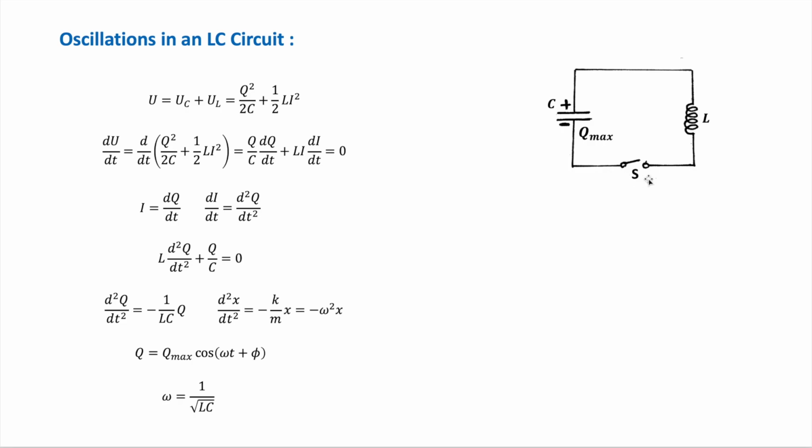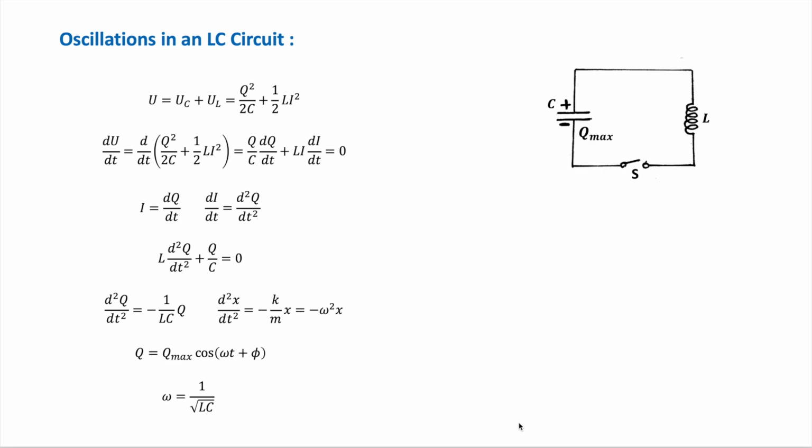So initially the total energy U in the circuit is stored in the electric field of the capacitor and is equal to Q max squared over 2C. And the current in the circuit is 0 and no energy is stored in the inductor. But as the capacitor starts to discharge, the energy stored in the capacitor will decrease and the current in the circuit will increase, and some of the energy will be stored in the magnetic field of the inductor.